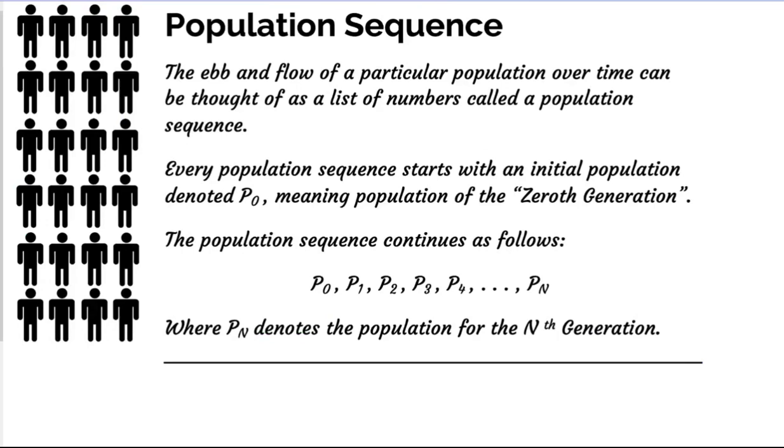So population sequences describe the ebb and flow of a particular population over time. It can be thought of as a list of numbers called a population sequence. Every population sequence starts with an initial population. That initial population is denoted with P for population and a subscript of 0, meaning the population of the 0th generation. The population sequence continues as follows. We have population at generation 1, generation 2, and so on, where P sub n denotes the population for the nth generation.